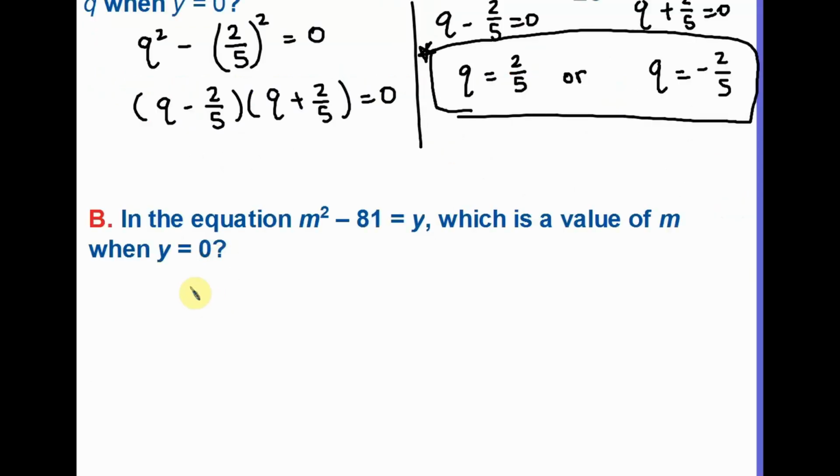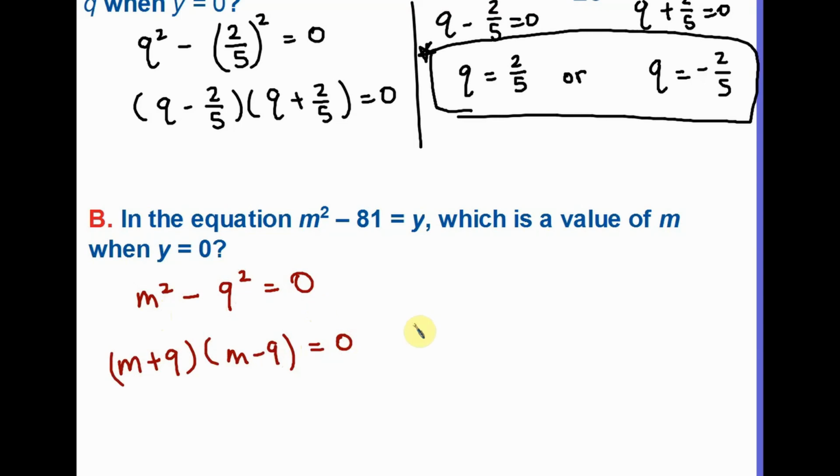Part B, in the equation m squared minus 81 is equal to y, what is the value of m when y is equal to 0? In this case, again, we're going to write m squared minus 81 with 81 as 9 squared. That has to equal 0, and we're looking for what should be the m value. Similar to previous examples, I write m plus 9 times m minus 9, saying that m is your a, 9 is your b. This has to equal 0.